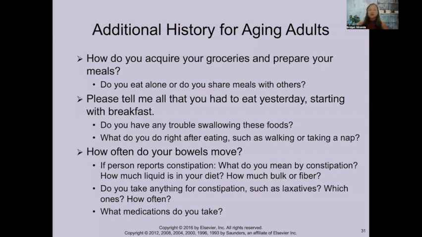As we get older, I've noticed that many of my patients tend to take naps during the middle of the day, but this might increase or exacerbate any of their GI symptoms that they might have.